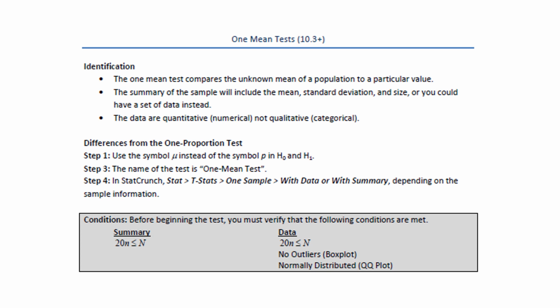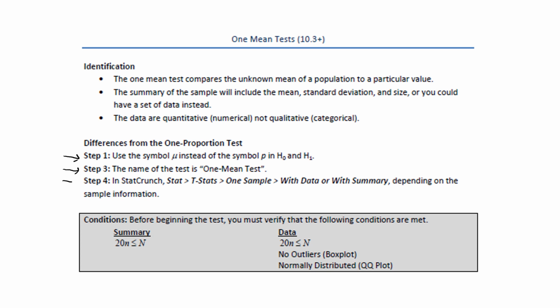Let's talk about the differences from the previous test, the one proportion test. First, in step 1, we're going to use the symbol mu instead of the symbol p in both the null and alternative hypotheses. Step 2 is exactly the same, the level of significance. In step 3, the name of the test is the one mean test.